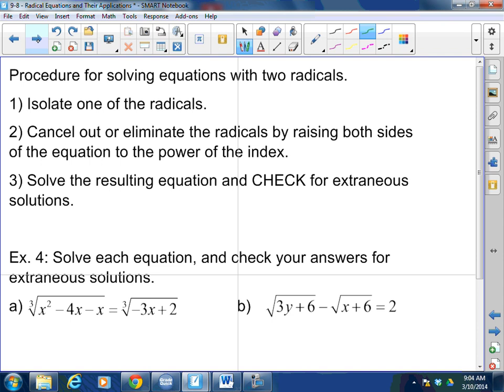Procedure for solving equations with two radicals. When you have two radicals, same procedure, guys, not a big deal. Isolate, though, just one radical. Do not try to do this with both radicals on the same side. It is going to be a mission. Isolate one of the radicals. Cancel out or eliminate the radicals by raising both sides of the equation to the power of the index, and then solve the resulting equation and check for extraneous solutions.